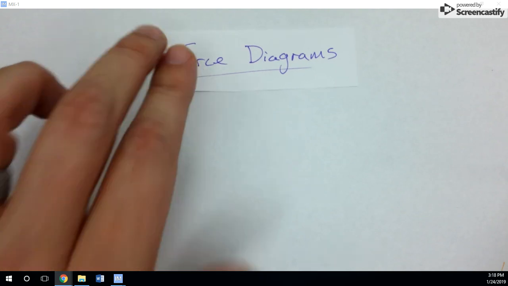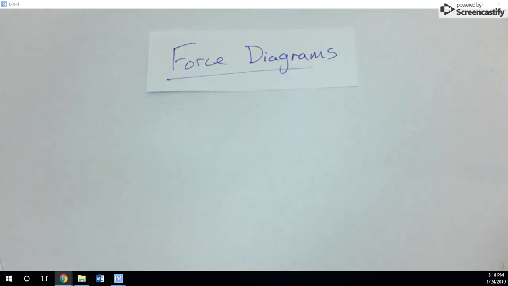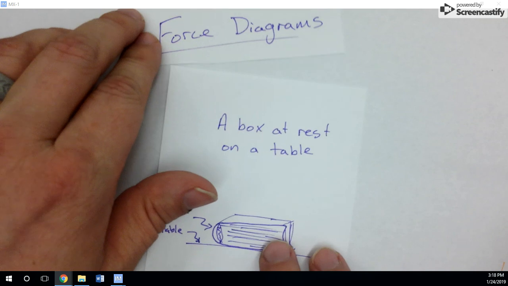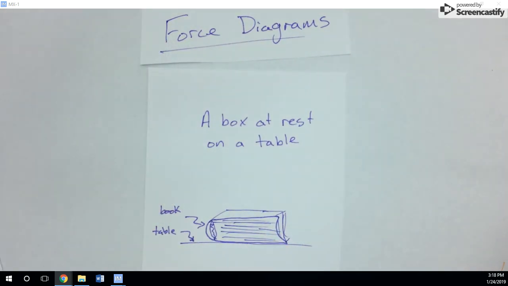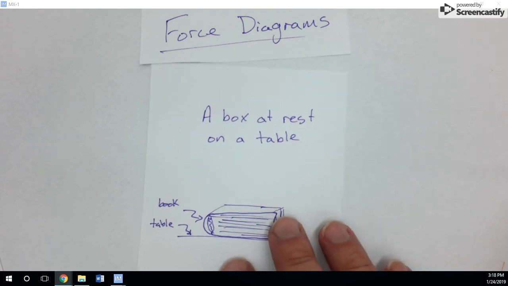Now let's see how we use these forces, and we're going to do something called a force diagram. With the force diagram, we're going to take a situation and then we're going to describe the forces. So for our first force diagram, we're going to start with a box or a book at rest on a table. So here we have our box or a book, and it's resting on a table, and we should start with the forces that are acting on it that are pretty obvious.